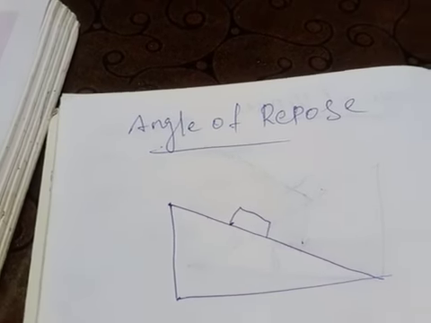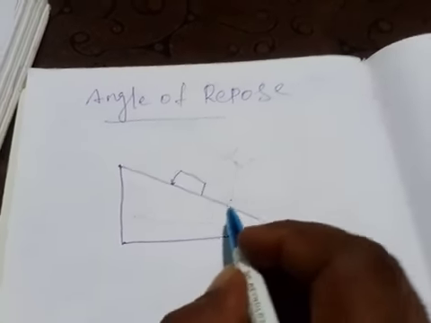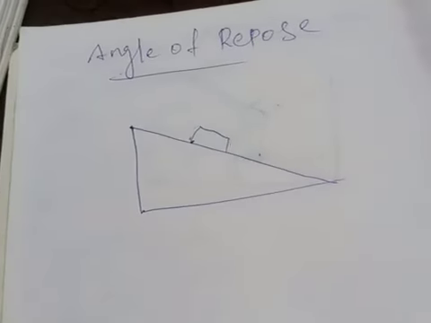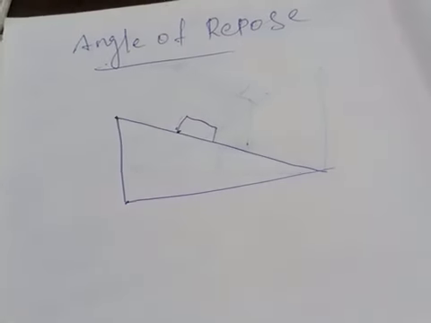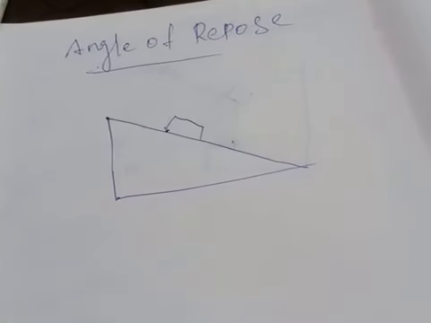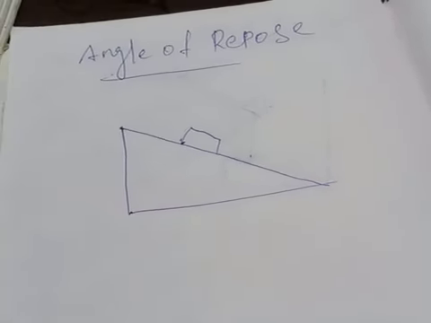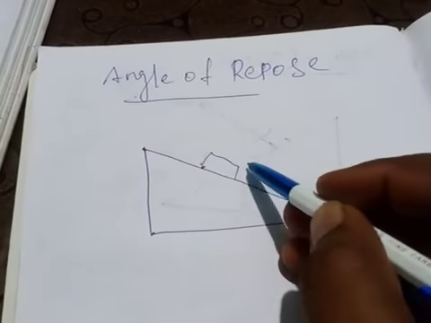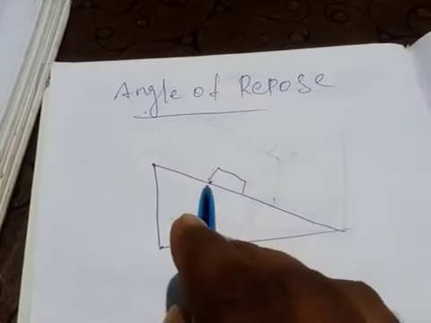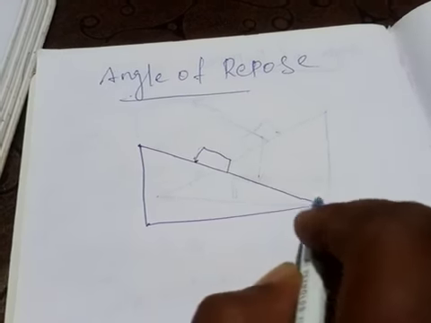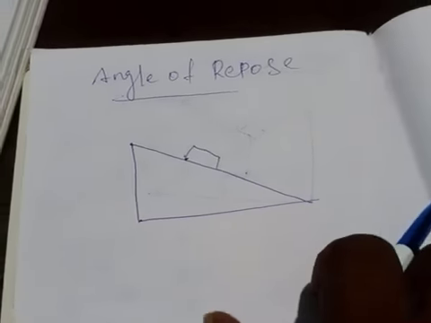The angle at which this object starts to slide in the downward direction, that angle value only we call the angle of repose. So how can we define it? Angle of repose is the angle of the inclined plane with the horizontal such that an object placed on it begins to slide. When we keep an object on this inclined plane, the angle at which it starts to slide over the inclined plane, that angle value only we call the angle of repose.